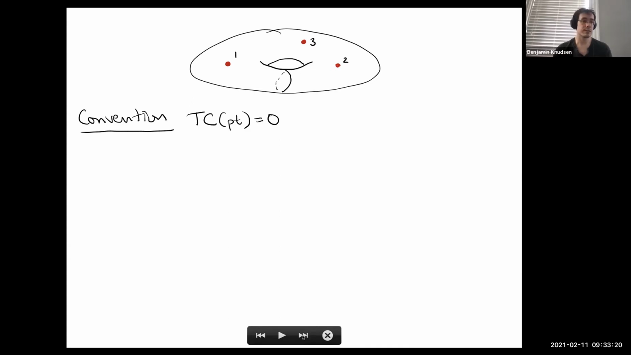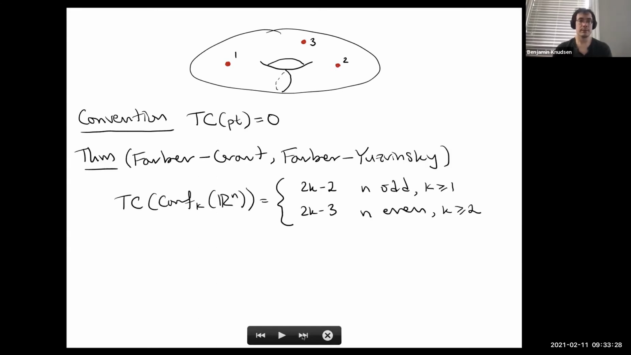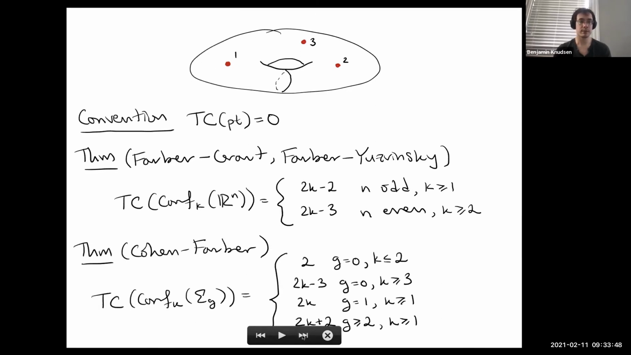Okay, so topological complexity of configuration spaces, collision-free motion planning, lots of work has been done on this topic. So it's a theorem due to Farber and Yuzvinsky in some cases, and Farber and Grant in general, that calculates the topological complexity of the configuration spaces of Euclidean space. And this is the answer. And the theorem of Cohen and Farber calculates the topological complexity of a closed orientable surface of genus g. And this is the answer.